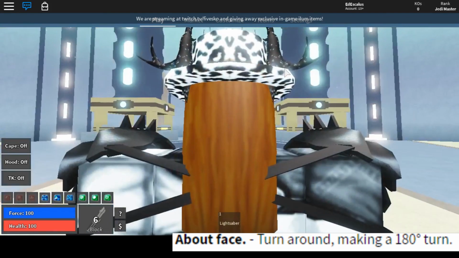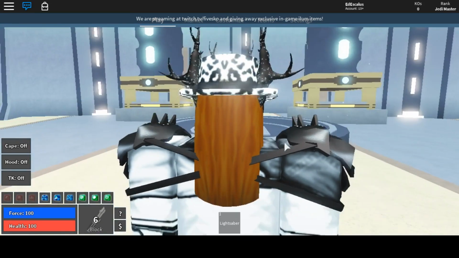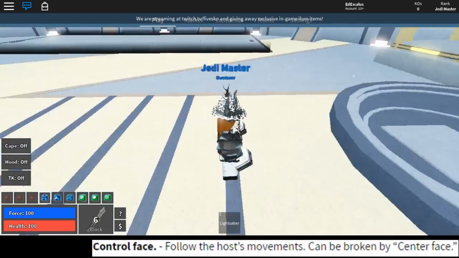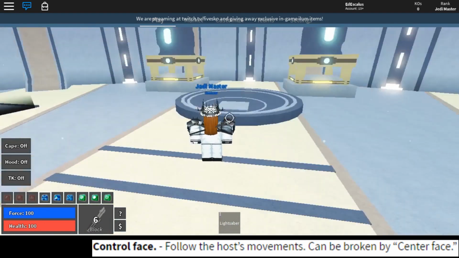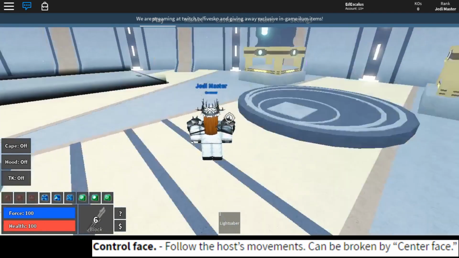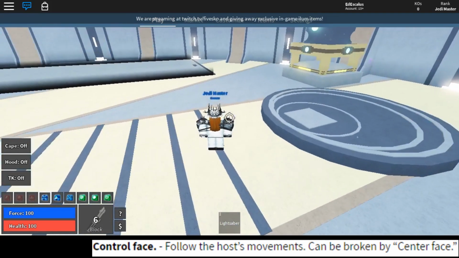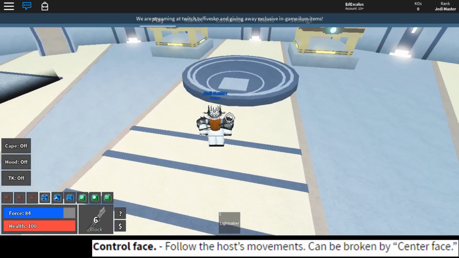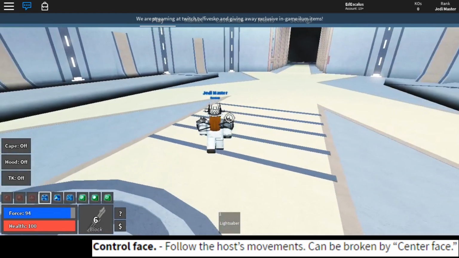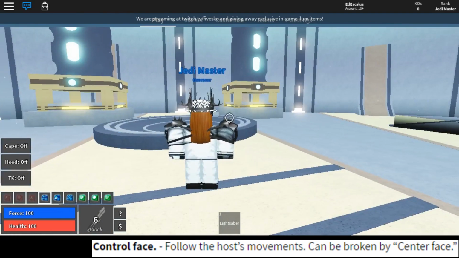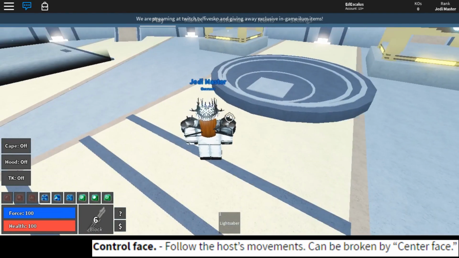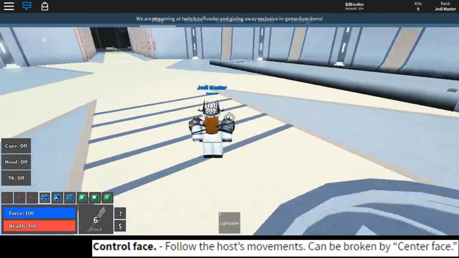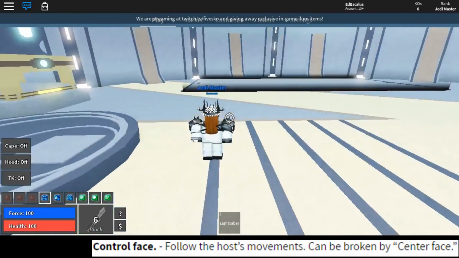Okay, now is the control face. The control face is if the host says control face, you just use the faces to follow them wherever they go. If they move around like this, and I'm standing here, I just face them, face them, face them. The only thing with this face is that if the host stands on your head, you must spin. I just spin until they jump off. Then you continue to follow them with your face.